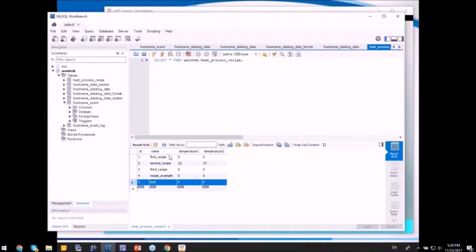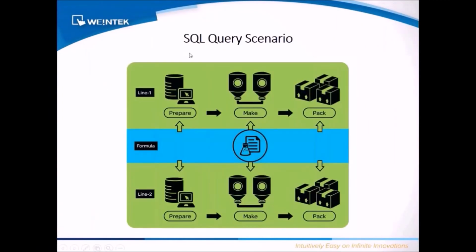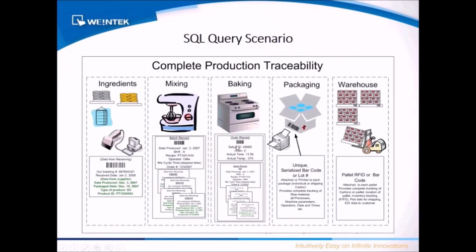If you have multiple machines that want to access the same data, you can use this SQL query to access the same data. So what is the scenario? If you have multiple manufacturing lines and you have the same recipe or formula for each line, then it's a good idea to store those formulas in the database server. Then every time you want to change something in your formula, you can just change it on the database server. Then each line just reads from the database server.